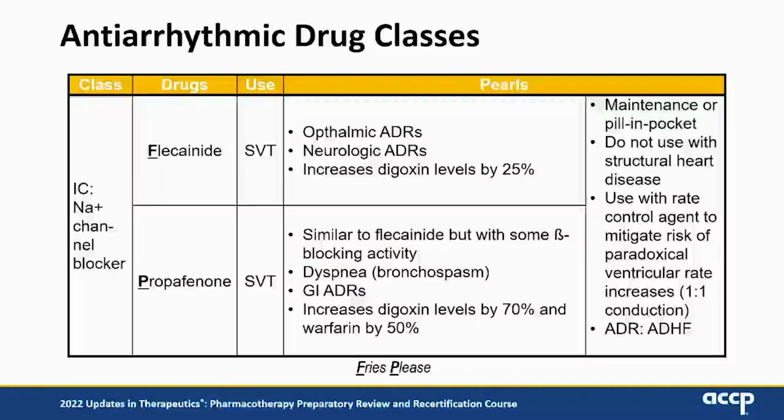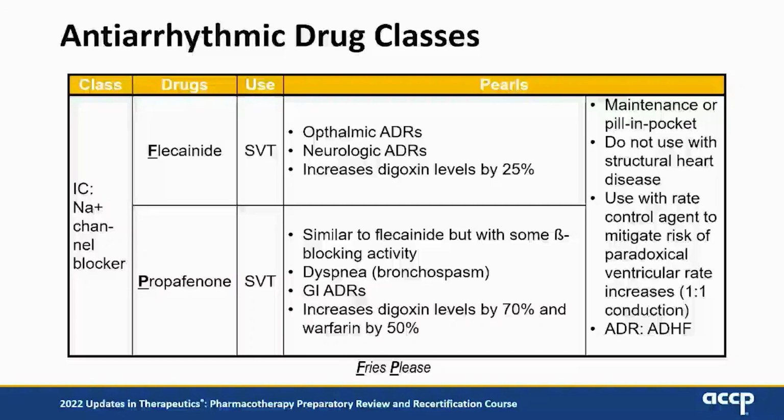Things that make these drugs a little different from each other: flecainide has more ophthalmic and more neurologic side effects. I always just think of a fleck in the eye to help me remember the ophthalmic one. And then flecainide has drug interactions with digoxin, which might increase its levels by about 25%.